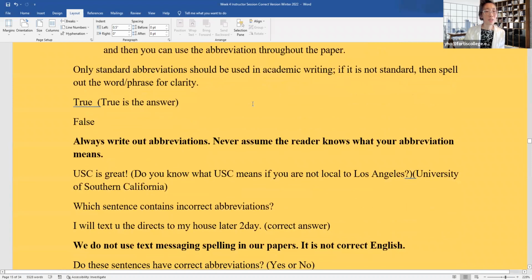So here's a true or false question from your quiz. Only standard abbreviations should be used in academic writing. If it is not standard, then spell out the phrase for clarity. True or false? By standard abbreviations, I mean things like everybody knows USA stands for United States of America. That's common knowledge. If something is not common knowledge, you have to spell it out for clarity. You can't assume everybody knows what you're talking about.